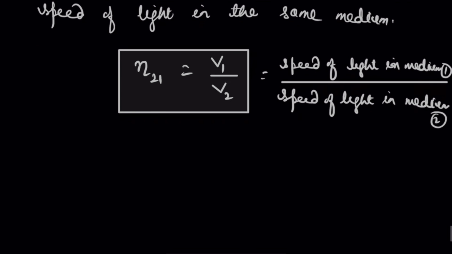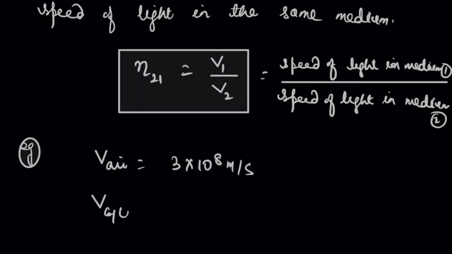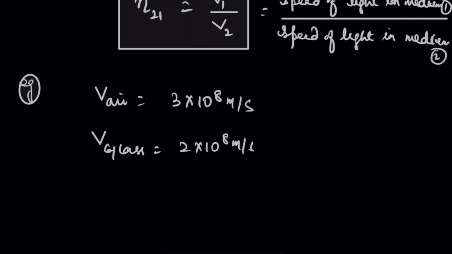So let's take an example. If the speed of light for air is 3 into 10 to the power 8 meter per second and the speed of light of glass is 2 into 10 to the power 8 meter per second, how do we find the refractive index of glass with respect to air?